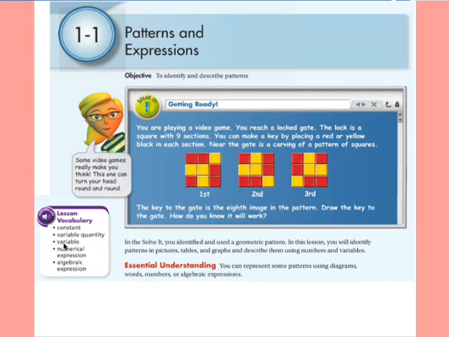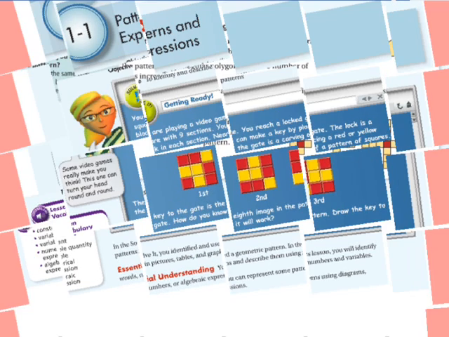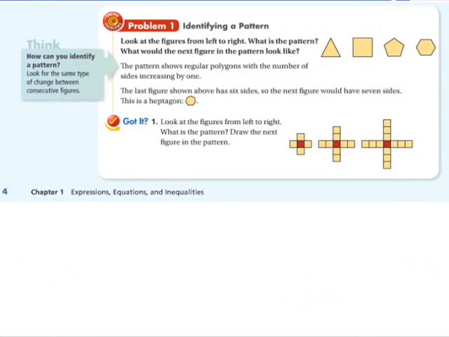Some quick vocab: constant, variable quantity, variable, numerical expression, and algebraic expression. These are all words that you know and you've heard before, so it should be pretty quick and easy. Painless even. Alright, so identifying a pattern. Look at the figures from left to right. What is the pattern? What would the next figure in the pattern look like? Sometimes they're shapes, sometimes they're blocks, numbers, lines, dots, all sorts of different ways to have patterns appear. This has 3 sides, this is 4, this has 5, this has 6. So the next one is going to be a 7-sided shape, a heptagon or a septagon, for example. Different way to say it.